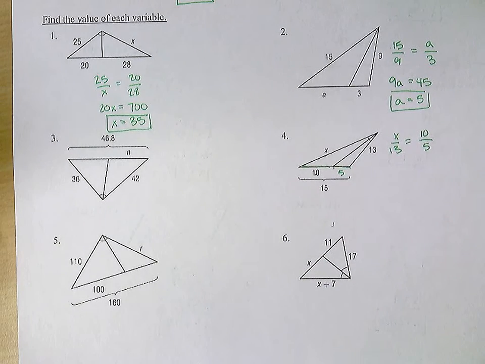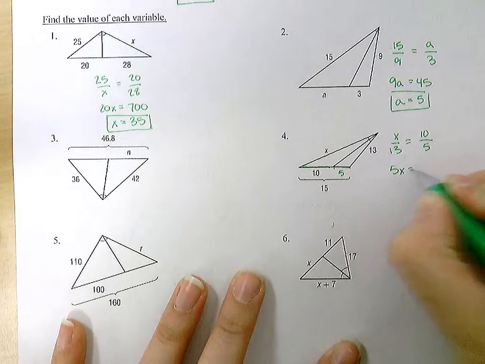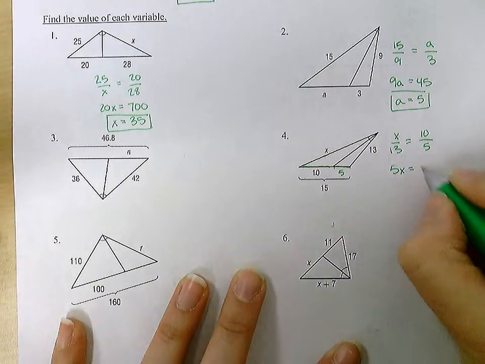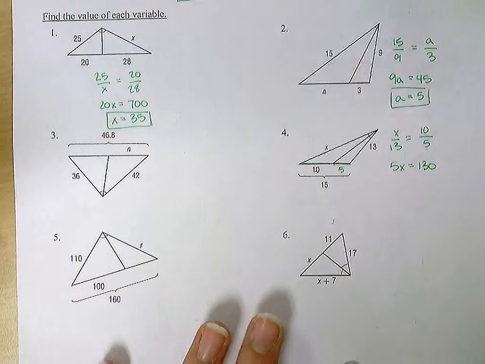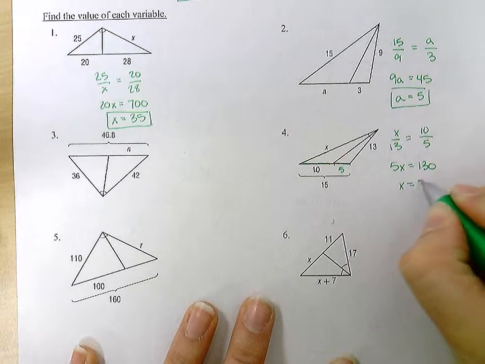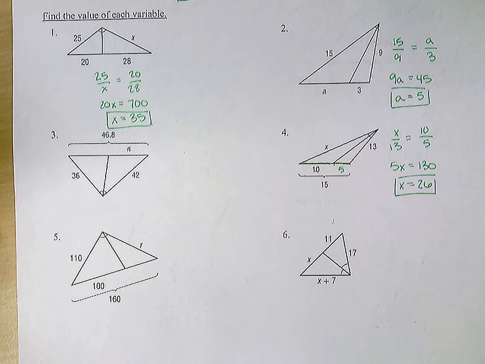Again, cross multiply. We have 5x is equal to 13 times 10, which is 130. Divide both sides by 5. And x is equal to 26. Okay, I wanted to do that one first. So now I'm going to look at 3.